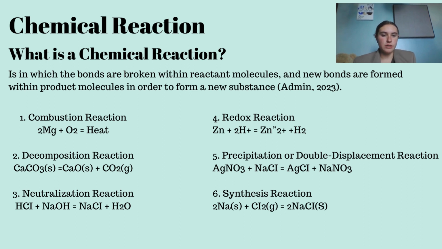Precipitation or double displacement reaction is a type of displacement reaction in which two compounds react and consequently their anions and cations switch places, forming two new products. Synthesis reaction. A synthesis reaction is one of the most basic types of reactions wherein multiple single compounds combine under certain physical conditions giving out a complex product.